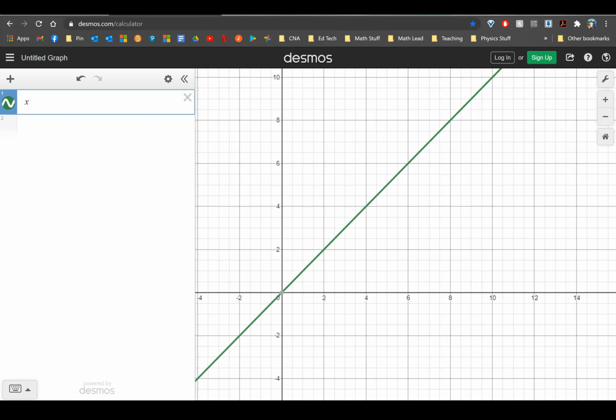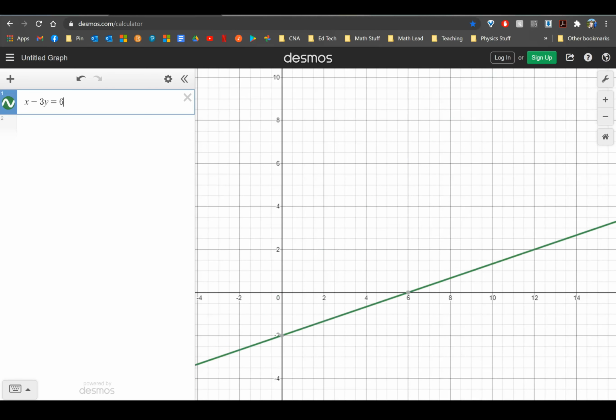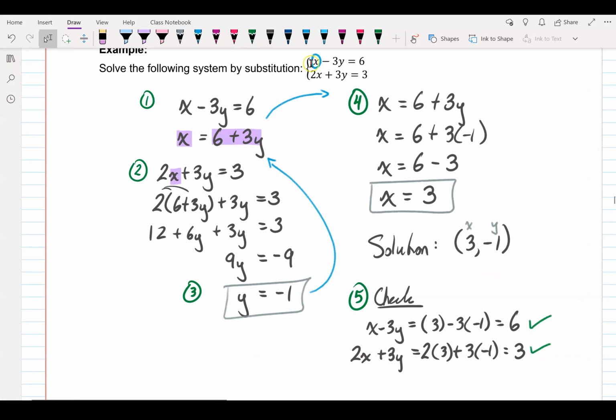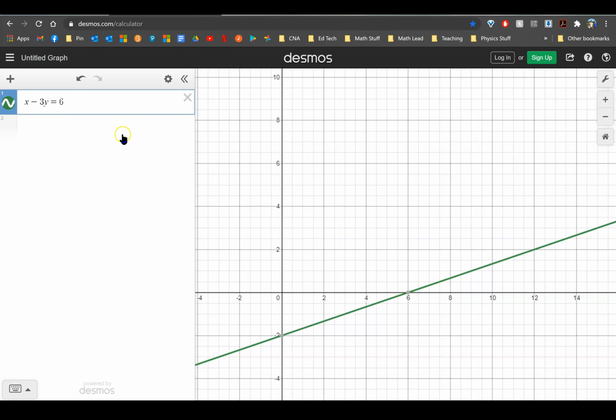So this is x minus 3y equals 6. This is the equation I was given in the first place, okay? X minus 3y equals 6. I'm just graphing it. That's what it looks like. Okay, great. But what's really powerful is graphing the other one as well on the same set of axes. So 2x plus 3y equals 3.